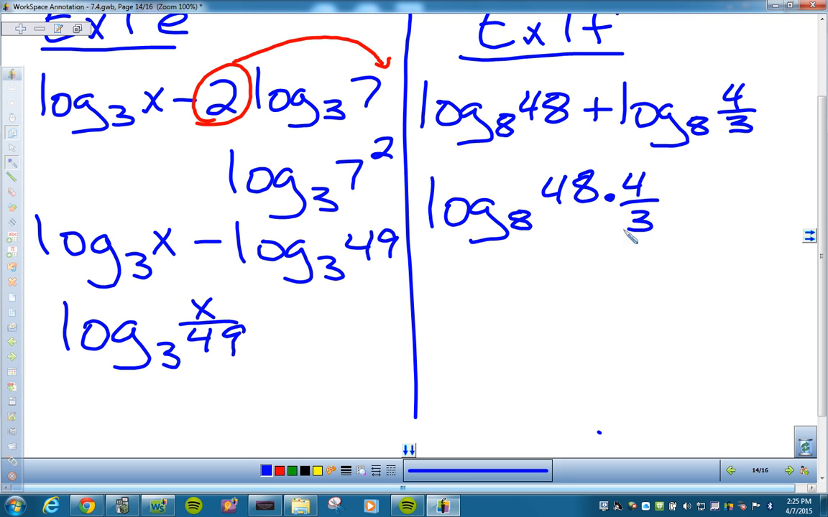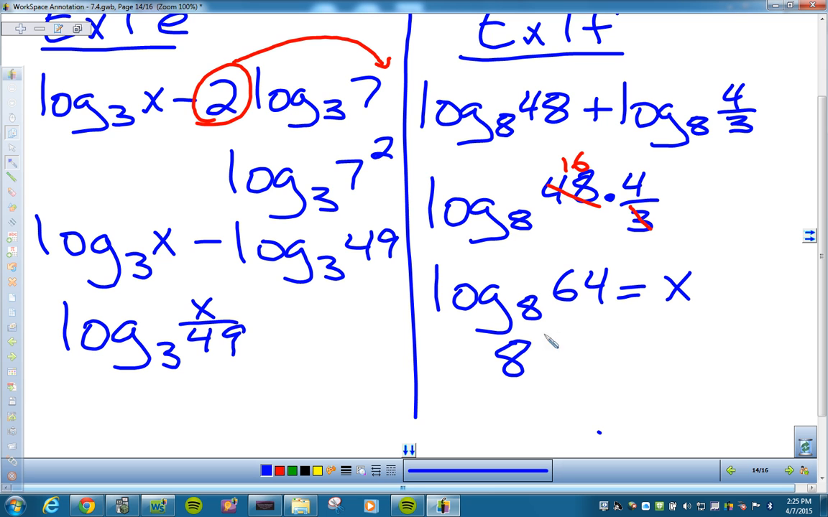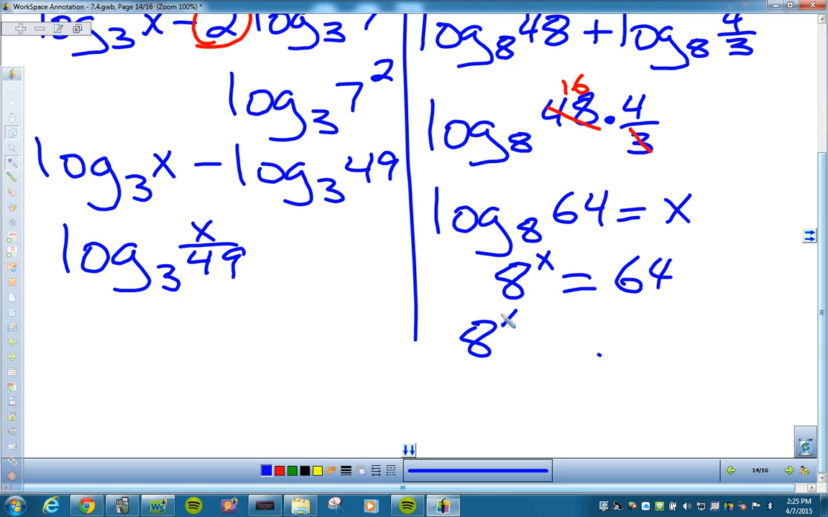3 divides into 48, how many times? 16. So 3 divides into 48, 16 times. 16 times 4 is? 64. So log base 8 of 64. So when I have numbers as the base and the number next to it, I'm going to make it equal to x. So what's the answer? 2. Just to show you that step, 8 to the x power equals 64. And then I can write 8 to the x equals 8 squared. So x equals 2. So again, that whole big thing at the beginning equals 2.